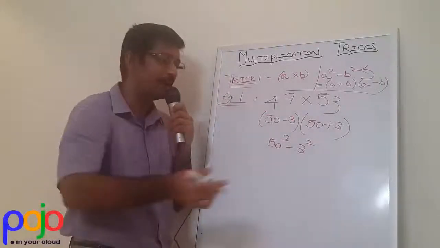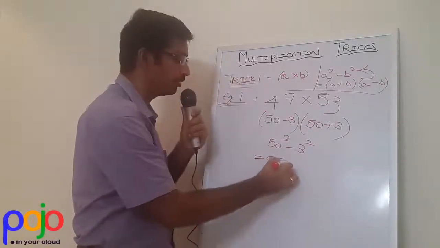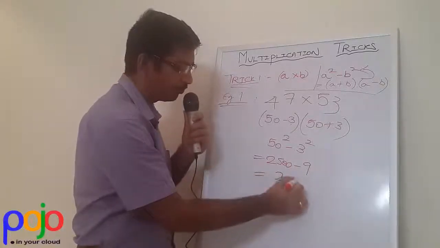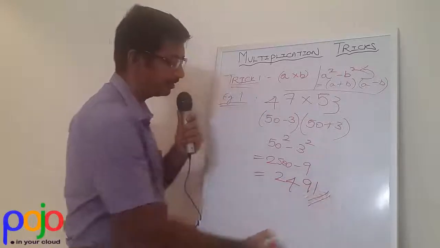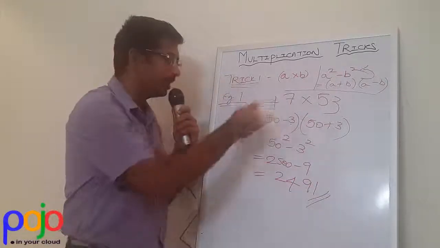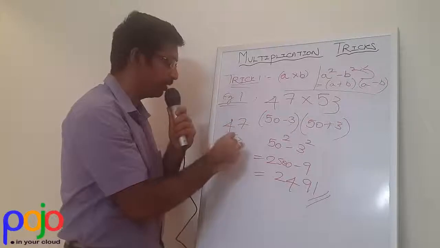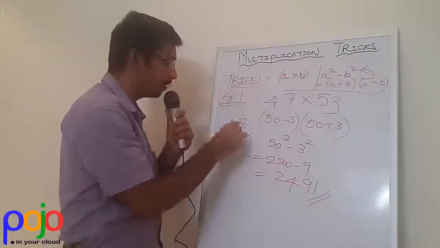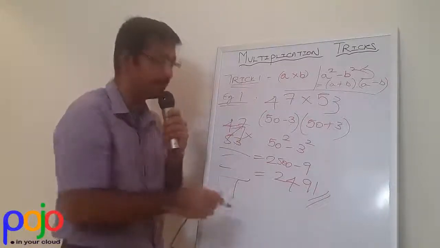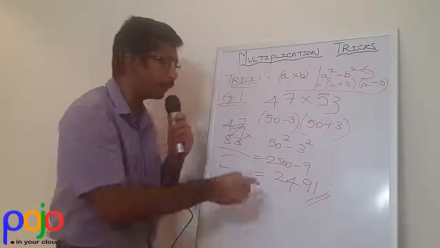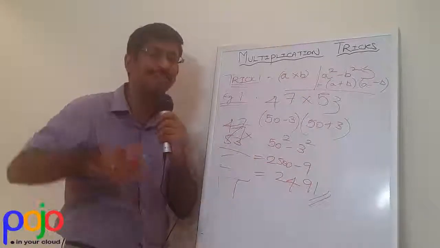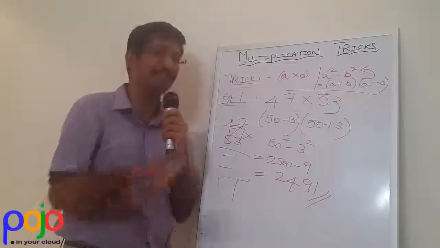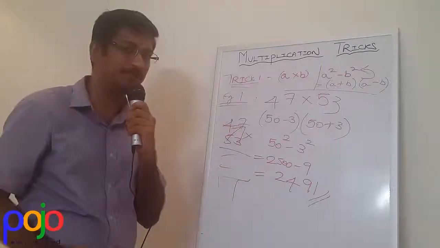And that's it. You have your answer. 50 square is 2500 and 3 square is 9. And your answer is 2491. That's it. So you don't have to conventionally write down the number and then multiply 47 times and then 47 times and then add it together. It's going to take roughly a minute, whereas this method is going to take just fractions of a minute. Alright? You don't trust me? Let's move on to the second example.